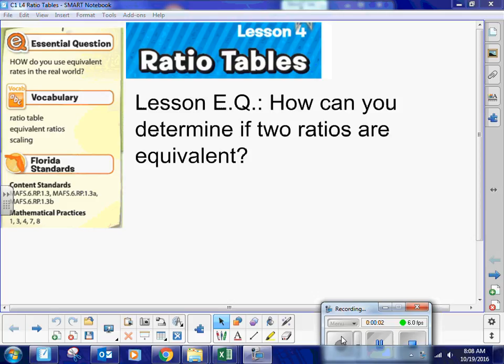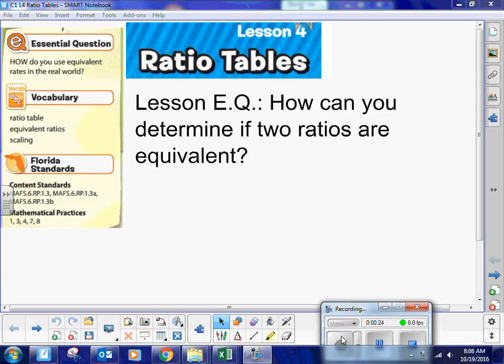Okay, so this is chapter 1, lesson 4, ratio tables. We've been trying to answer the essential question of how do you use equivalent rates in the real world. We've probably answered that numerous times over. In recipes, whenever you make something, you have to bring things up or bring things down depending on the size or the number of people you want to accommodate for.